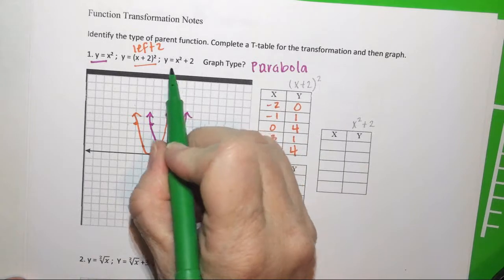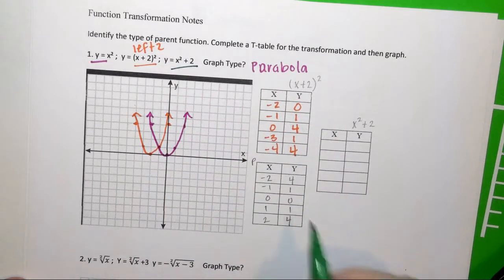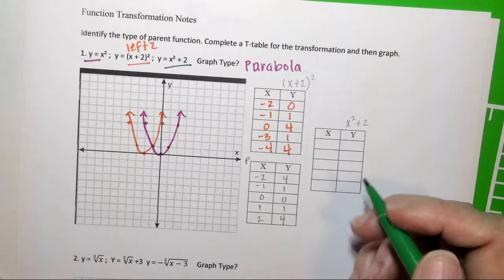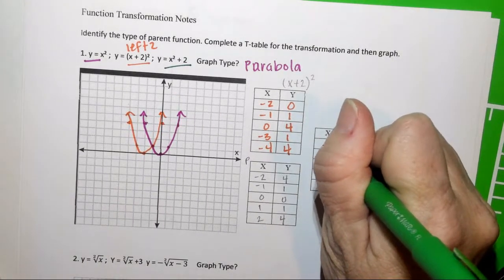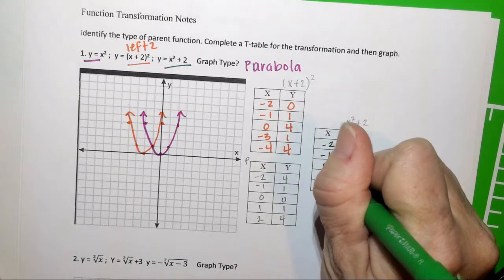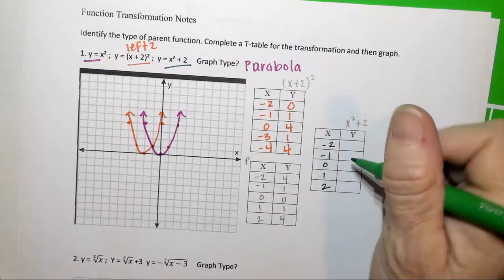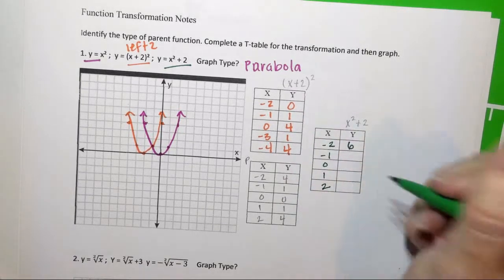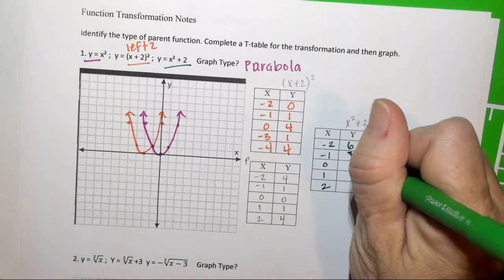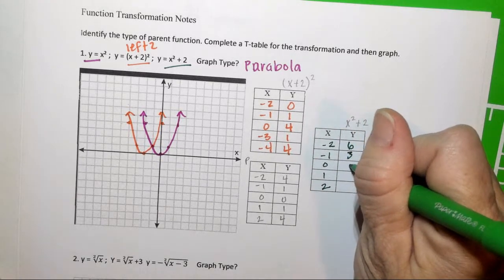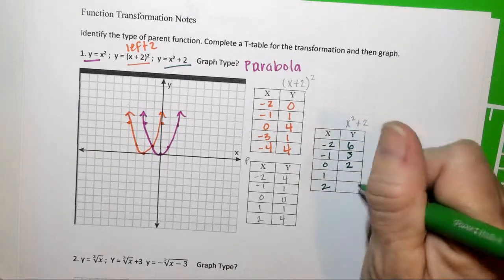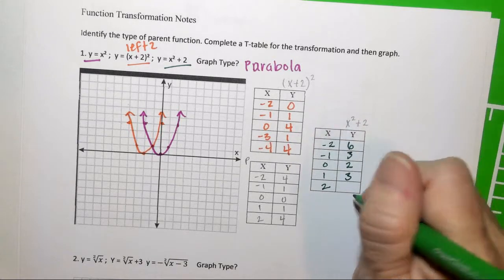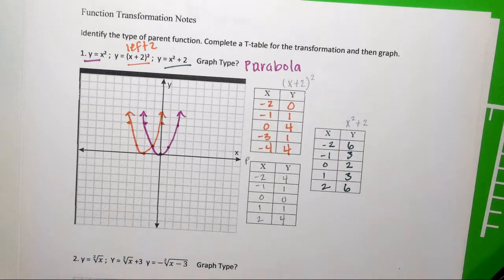Okay? The third one is x squared plus 2. So we're going to use this t-table over here, and this time, because we are squaring and then adding 2, we can go back to our original parent values for our x values. So -2 squared is 4, and 4 plus 2 is 6. -1 squared is 1, plus 2 is 3. 0 squared is 0, plus 2 is 2. 1 squared plus 2 is 3, and 2 squared plus 2 is 6. Graph those.